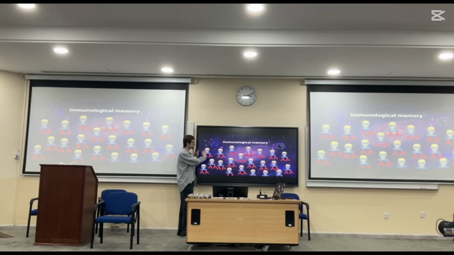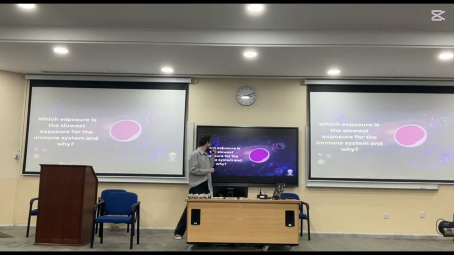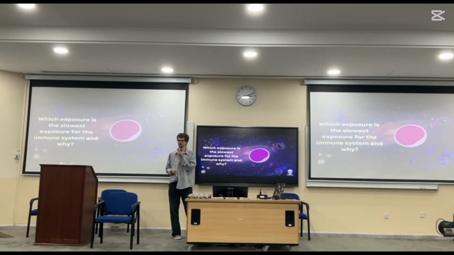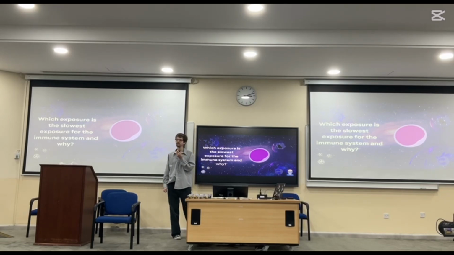So this is how I like to visualize it: there's insane proliferation. Now it's important to know the differences between when you're exposed to the antigen the first time and the second time. So which exposure is the slowest for the immune system, and why? Exactly, why is it? Because it takes time to build up the memory B cells and plasma cells.